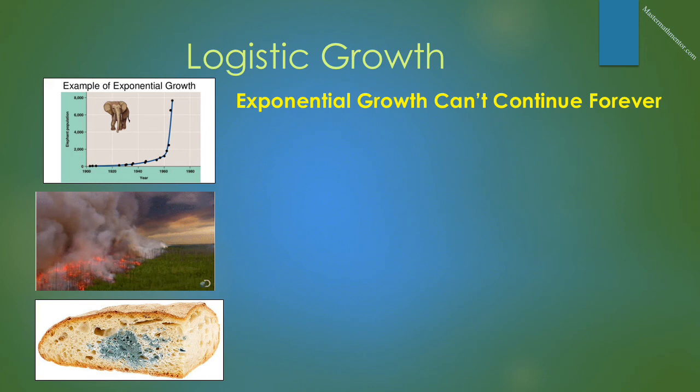In the case of fire, destruction can occur at a devastating rate. But eventually everything is going to be burned and there will be nothing left to burn. At that point, the fire must die out. In the case of spoilage, mold will appear all over your bread and spread very quickly at an exponential rate. But when all the bread is gone, there's nothing left to spread. Exponential growth cannot continue forever.